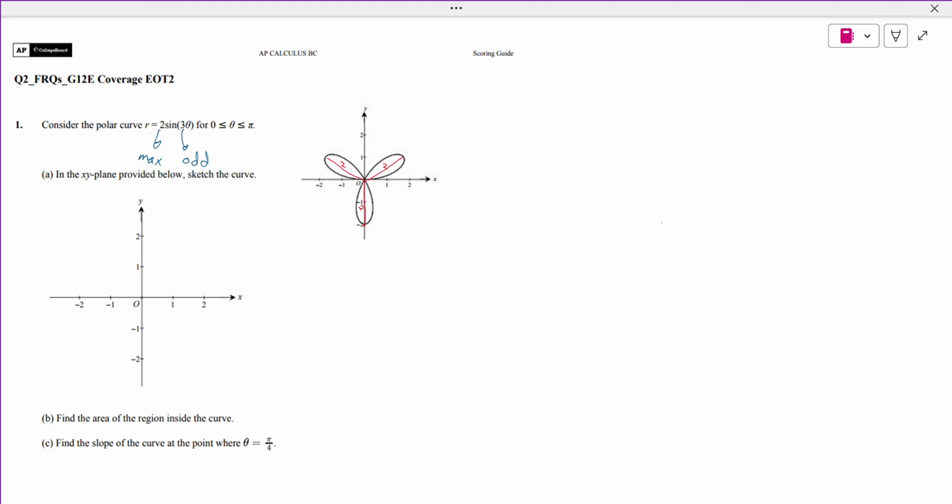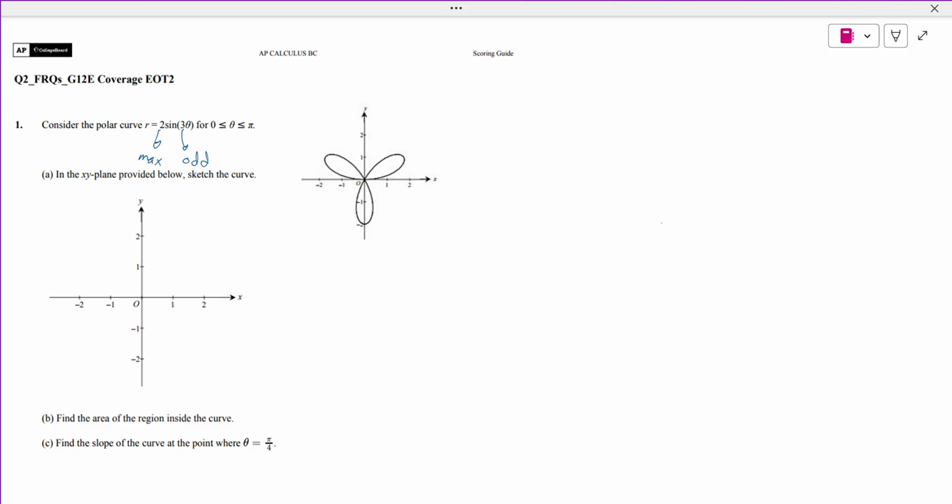The second part says, find the area of the region inside the curve. Inside the curve means inside the 3 petals, inside the 3 leaves. So how do we find the area? We'll use the integral. We can find the area of 1 petal and multiply it by 3, or we can just do it for the whole graph at once from 0 to pi.